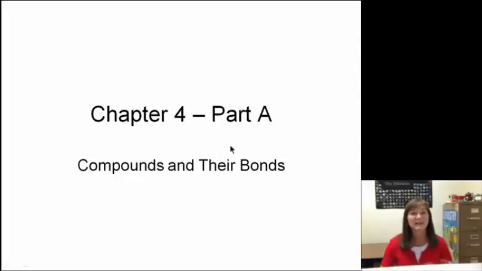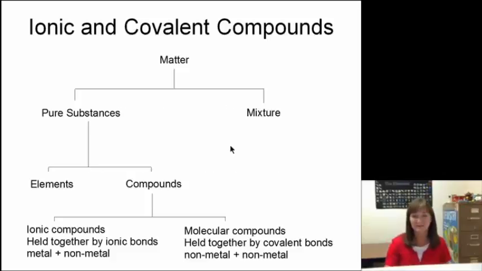Chapter 4 is divided up into 3 different lectures. It is going to be talking about compounds and their bonds. So if you remember from previous lecture, a compound is 2 or more different elements that are bonded together with a fixed ratio. Okay? This chapter is going to focus on 2 different types of compounds, either ionic compounds or covalent compounds. This particular one, part A, is going to focus on ionic compounds.